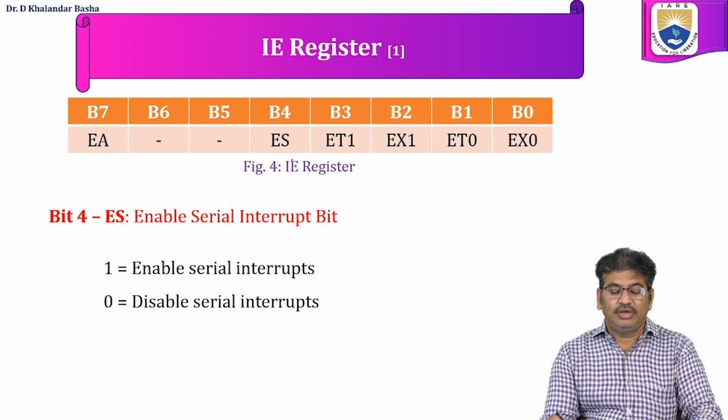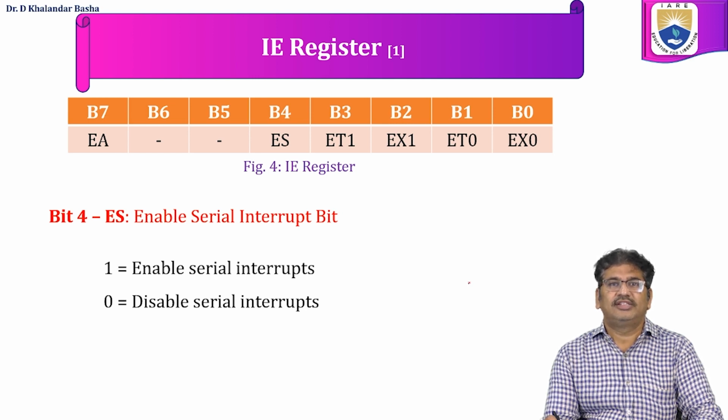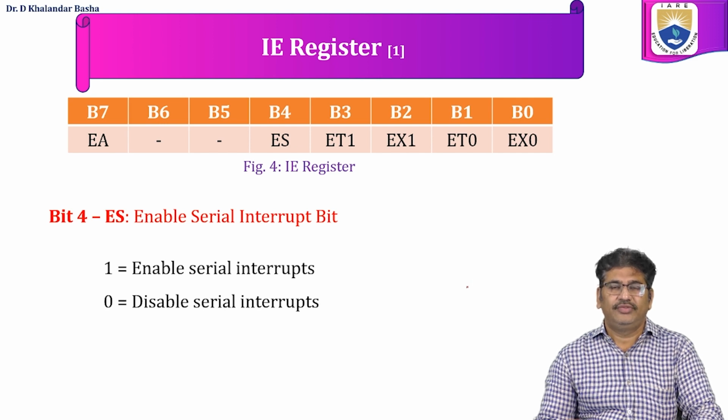Bit 4 corresponds to ES, which is the enable serial interrupt bit. When the ES bit is equal to 1, it will enable the serial interrupts, that is the transmit interrupt and receive interrupt. If the ES bit is equal to 0, it will disable the serial interrupts, that is the transmit interrupt and receive interrupt.